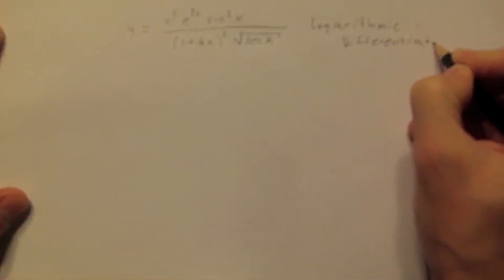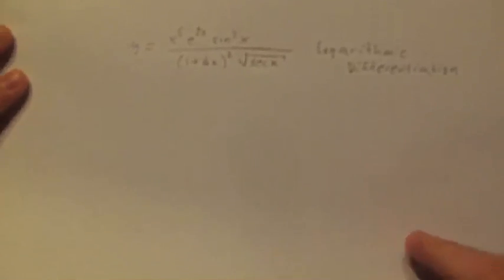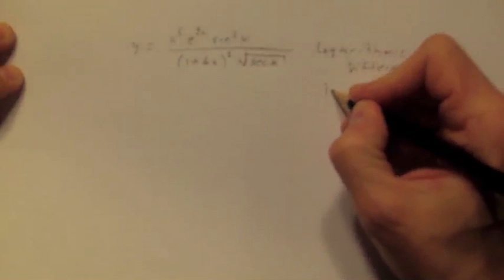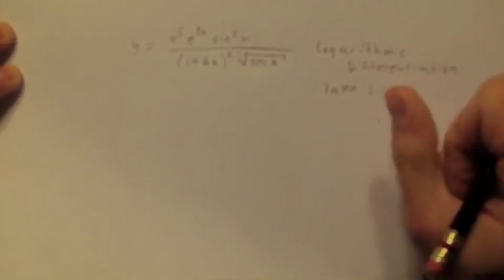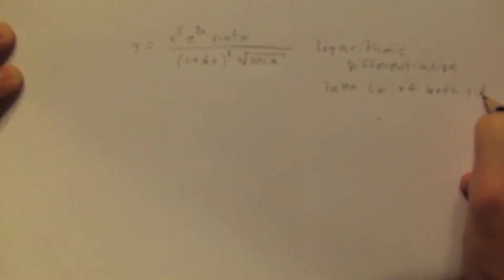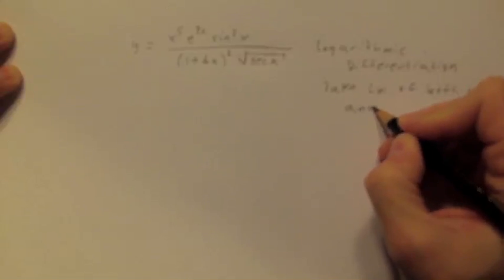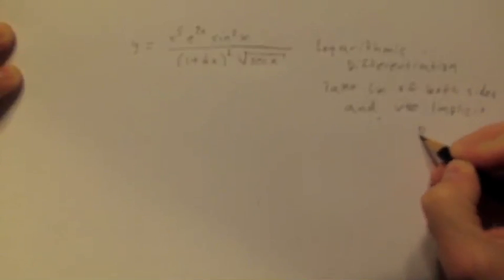I believe is what the book calls it. I don't know if there's really an official name for it. Basically, what you do is you take the log of both sides, okay, and use implicit differentiation. So you're going to take log, or actually ln of both sides, I should say, and use implicit differentiation.